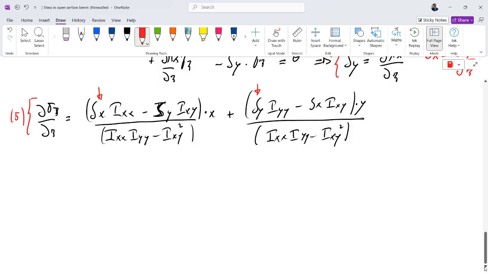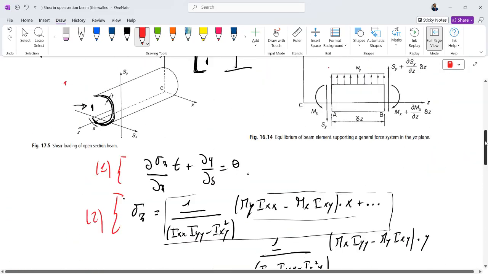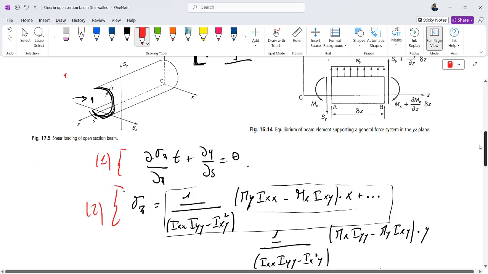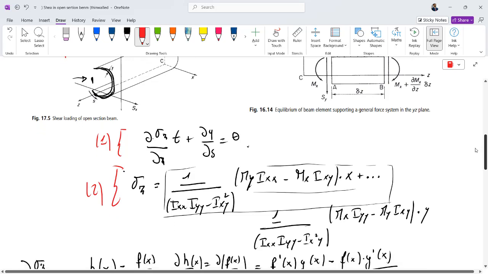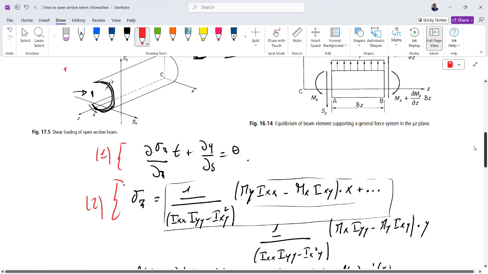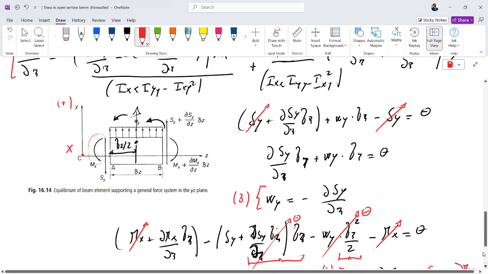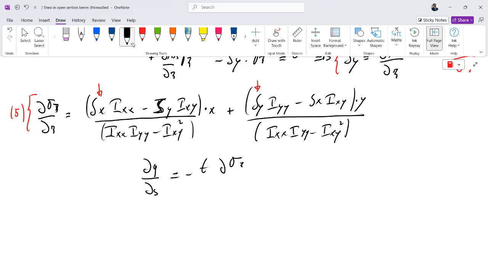Now, from the previous equation, from the first equation, so these lectures are a little bit complicated because we start from an equation, derive another equation, so we go on again to the top equation. So from the first equation, we can clearly write that dq divided by ds is equal to minus t times dsigma z divided by dz.